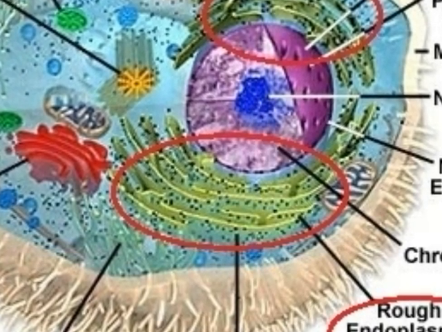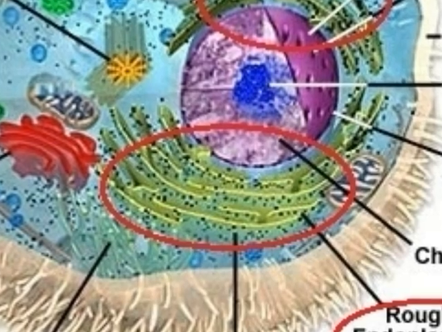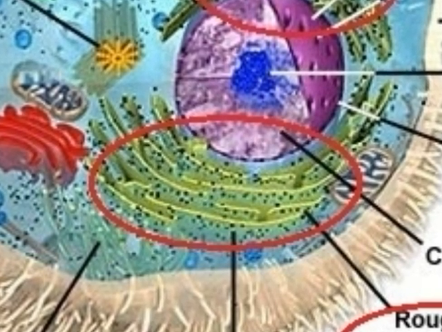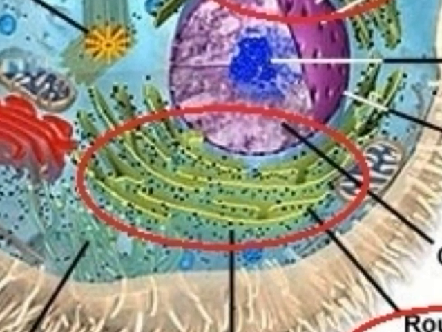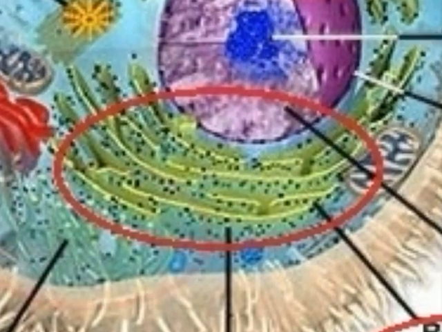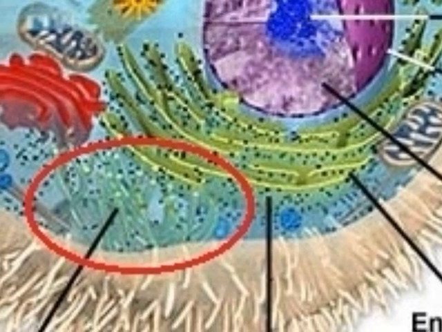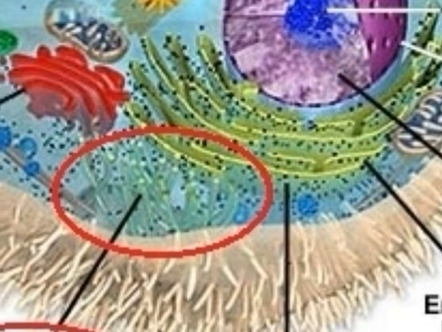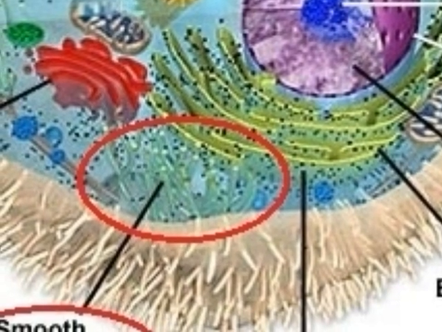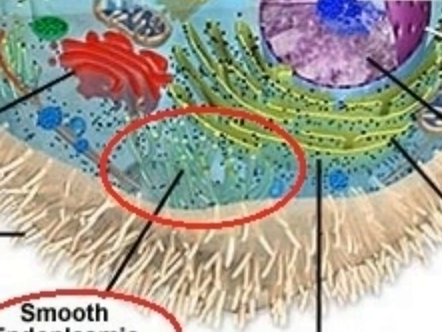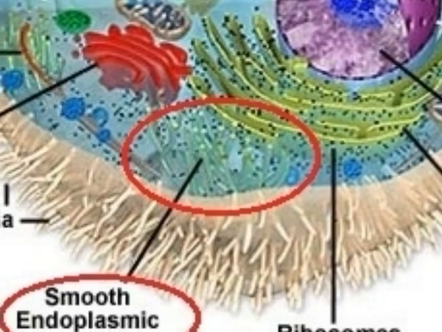The rough ER is identified by this name because it is studded with ribosomes. New proteins move from ribosomes to the rough ER, where they can be chemically modified. Next is the smooth ER. The smooth ER has no ribosomes on its surface. This part of the endoplasmic reticulum contains collections of enzymes that perform special tasks.